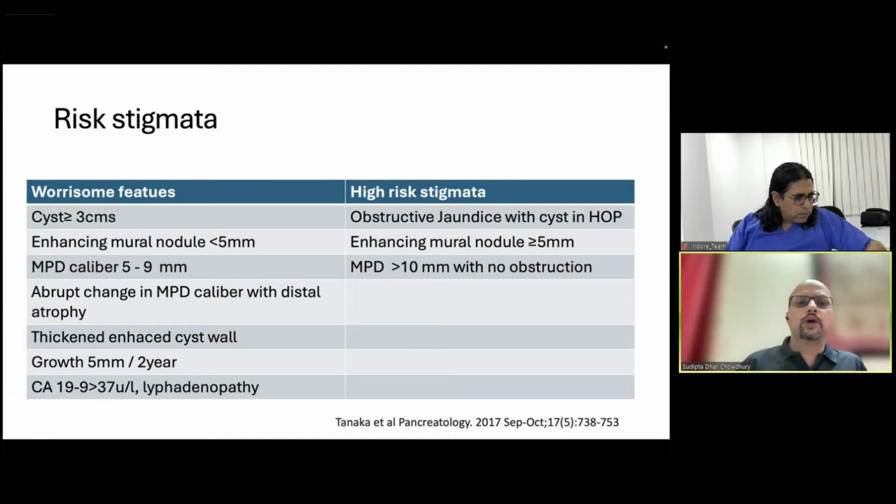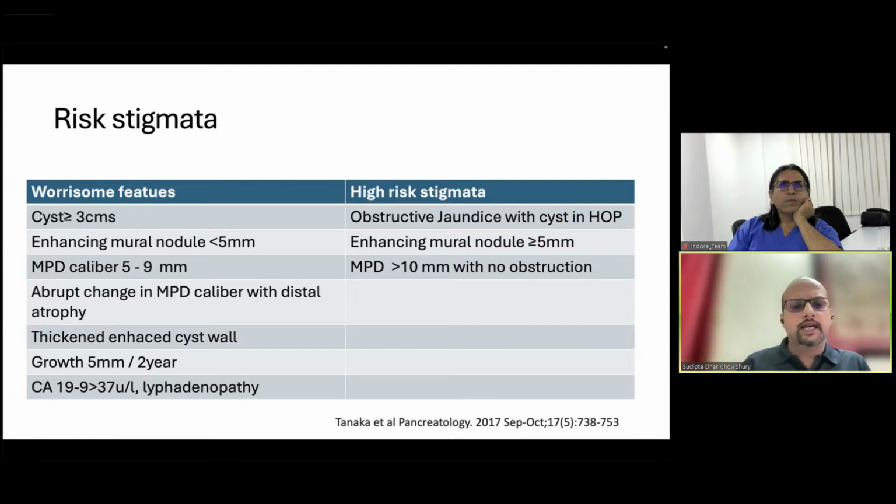But there are features which should make one worried that we are dealing with a malignant cystic neoplasm. If the cyst is more than 3 centimeters, if there are mural nodules but they're small mural nodules, or the MPD caliber is between 5 to 9 millimeters. If there's an abrupt change in the MPD caliber with a distal atrophy of the gland, one should consider an IPMN possibility there. If there's a thickened cyst wall, or if the cyst is rapidly growing over 2 years of follow-up, as discussed earlier, one should consider a worrisome feature.